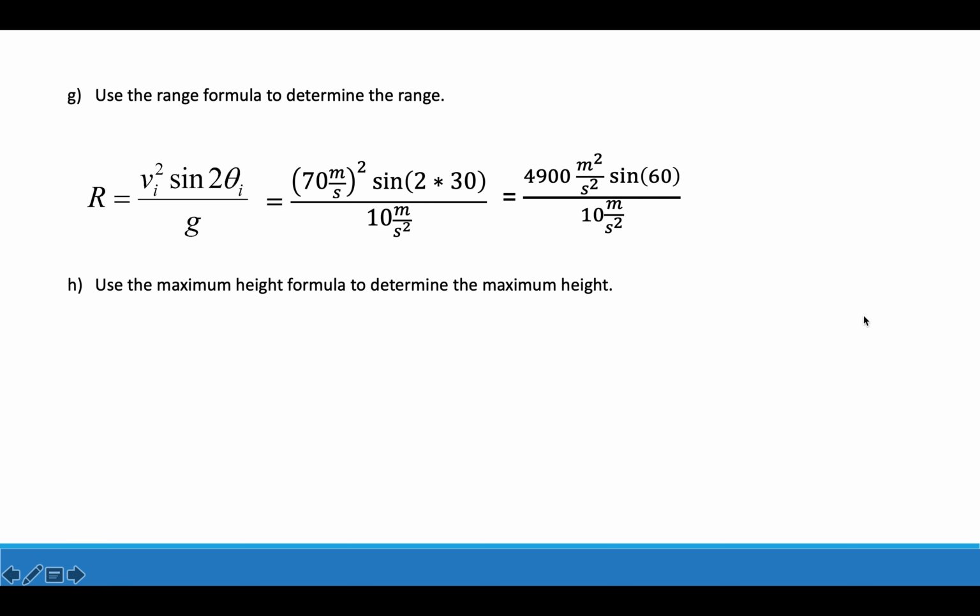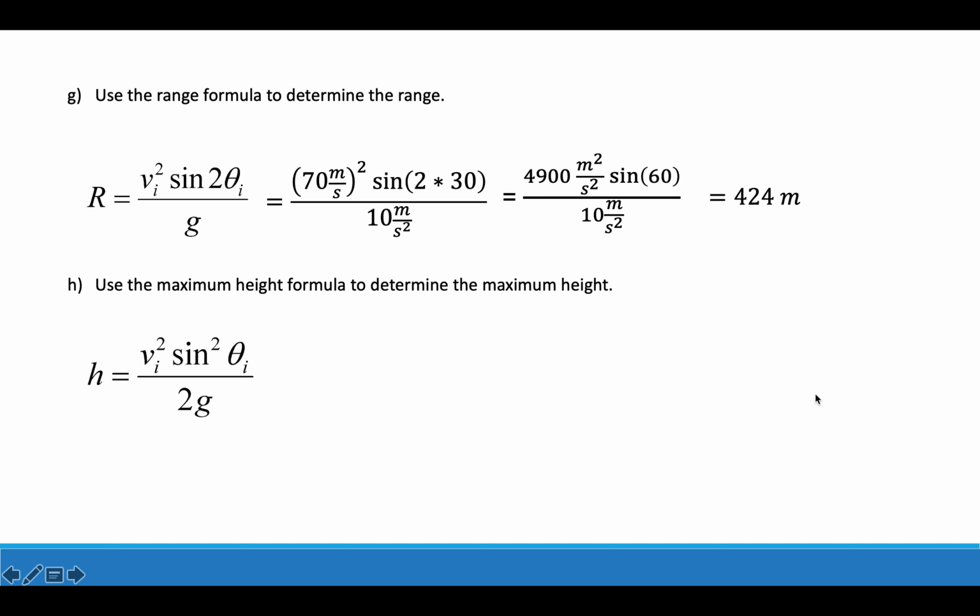When I square the 70, I get 4,900, and then the units are squared as well. And then I'm going to take sine of 60 and then divide by gravity of 10. And when I put that into my calculator, I get 424 meters. So on the previous slide, the range was measured to be 420. And so, it's just a little bit of an approximation with that picture. And so the range formula is giving me something very close.